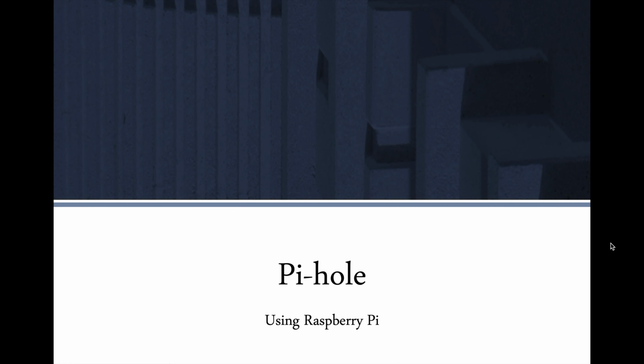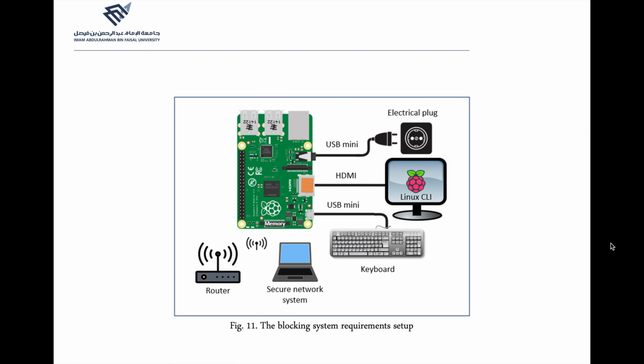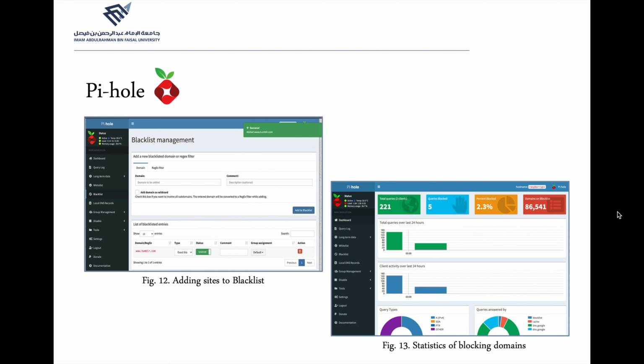The Pi-hole using Raspberry Pi. The Pi-hole is a Linux-based software service that provides blocked advertisement statistics, connected device performance, and a whitelist of domains provided by the user. Figure 11 shows the Pi-hole requirements to set up. It requires a Raspberry Pi microcomputer, a device to open the Pi-hole system, and a router to connect to the internet. Then we have the interface of the Pi-hole.